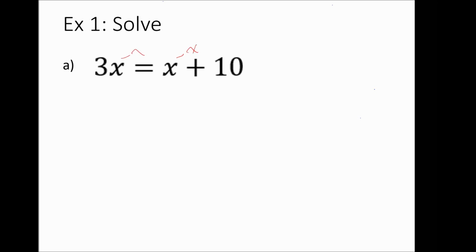So if I subtract the x from both sides, that leaves me with 2x is equal to 10, because those guys cancel out, which is the whole point. We're trying to get the pronumerals just to one side. And then at this point, this is something we were solving on the first day, we divide both sides by 2 to get our final answer of x is equal to 5.